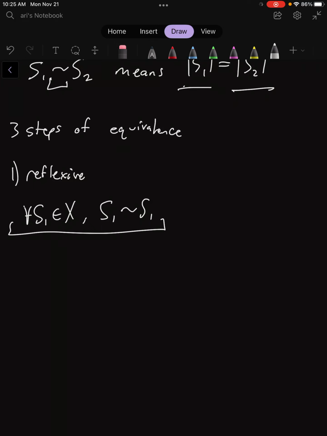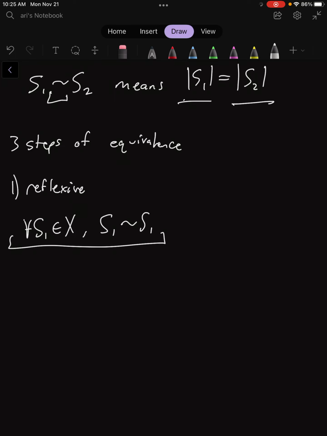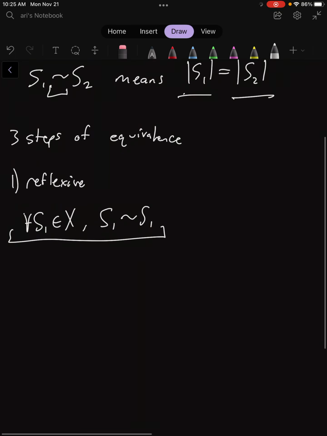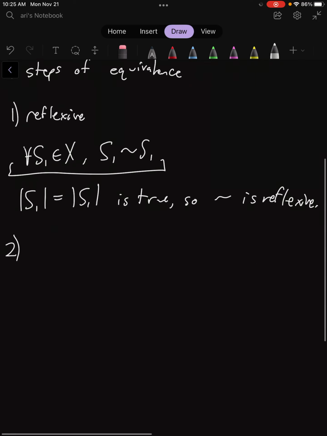Now we have to see if it's true in this case. And here, tilde means that the cardinalities are equal. So the cardinality of S1 is equal to the cardinality of S1. That's a trivial statement, but we have to show it. We have to say that it's true. So it is true. So tilde is reflexive. Step 2. That was pretty easy. Now we want to show this thing called symmetry.